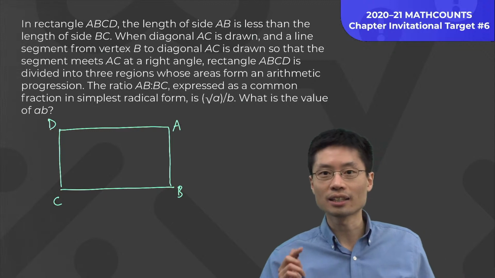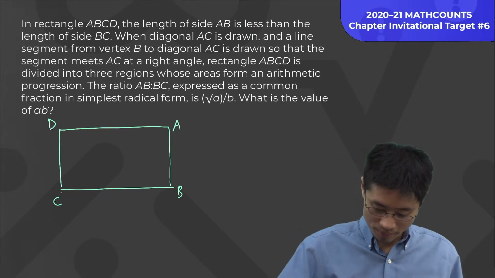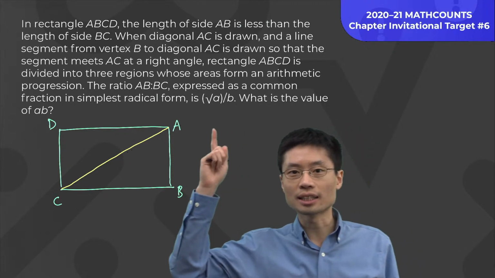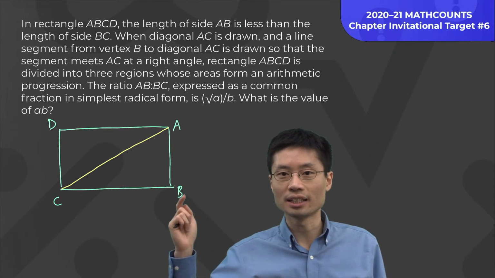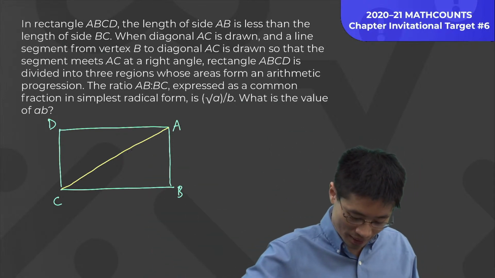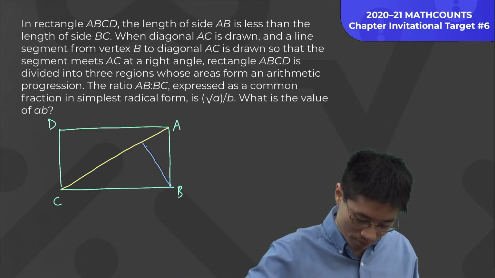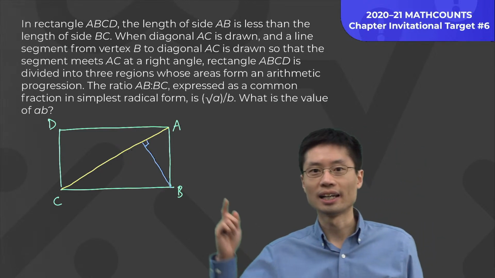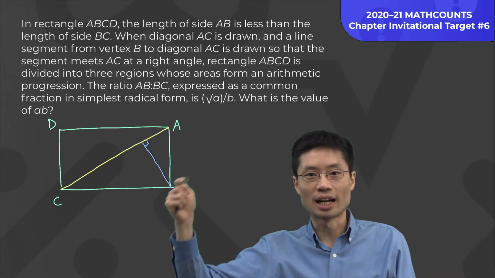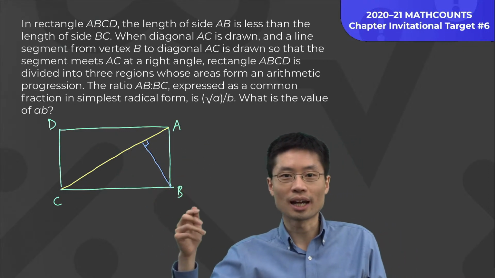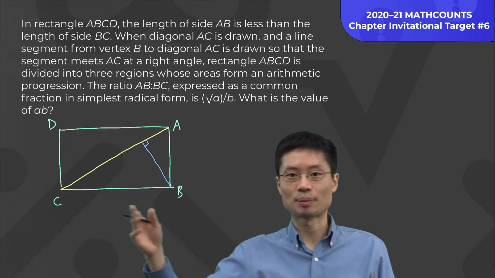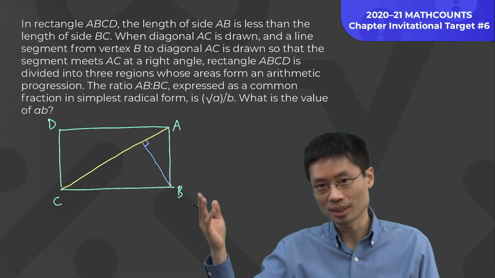Next, when diagonal AC is drawn, and a line segment from vertex B to diagonal AC is drawn so that the segment meets AC at a right angle. Okay, this kind of thing. Right angle. All right. Rectangle ABCD is divided into 3 regions. They sure are. Whose areas form an arithmetic progression. The ratio AB to BC expressed as a common fraction in simplest radical form is, whatever.